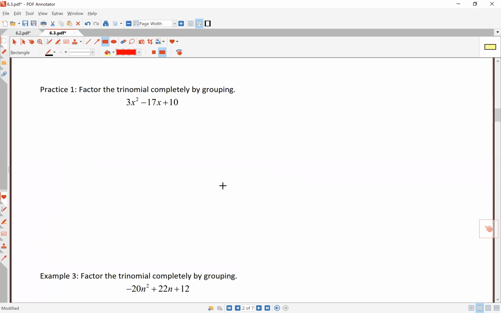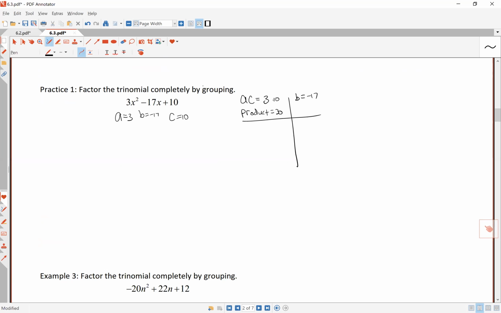Now that you've had a chance to work this out, I'll work this out for you. In this problem, a is equal to 3 and c is equal to 10. The first step is to find the product of a and c. So we want two numbers whose product is 30 and whose sum is equal to b, which is negative 17. So we search for these numbers.